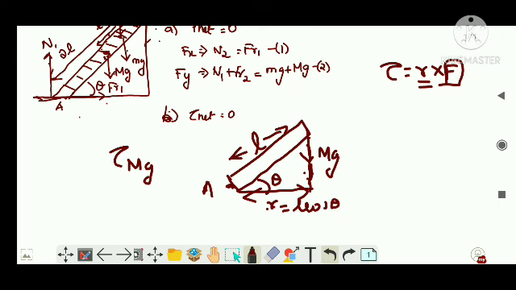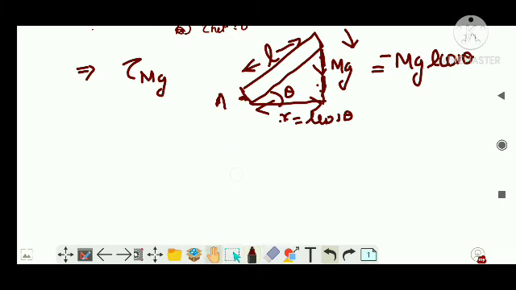So I can write torque due to mg is equal to what? Mg force into r, that is l cos theta. Now this mg is bringing the ladder downwards, that is, it is a clockwise direction, so I will put a minus here. Clear?